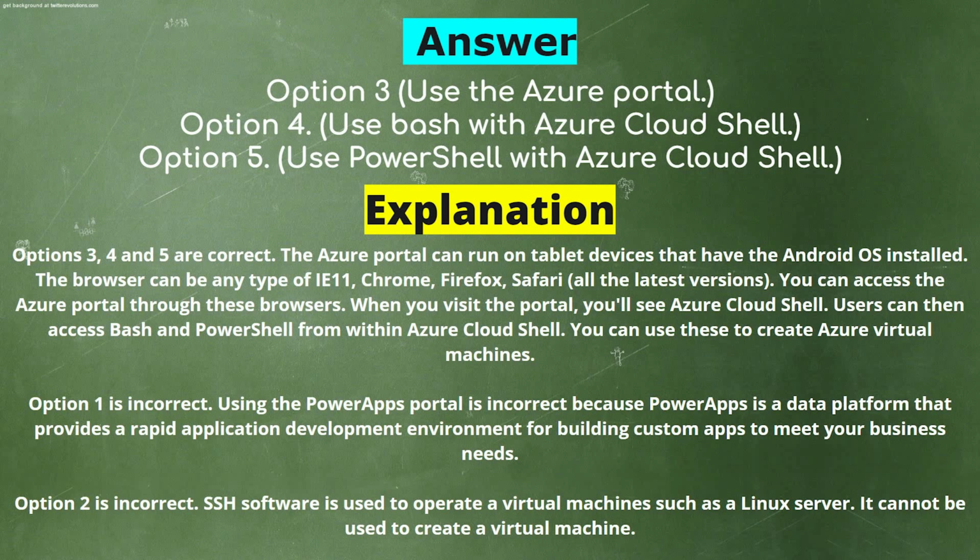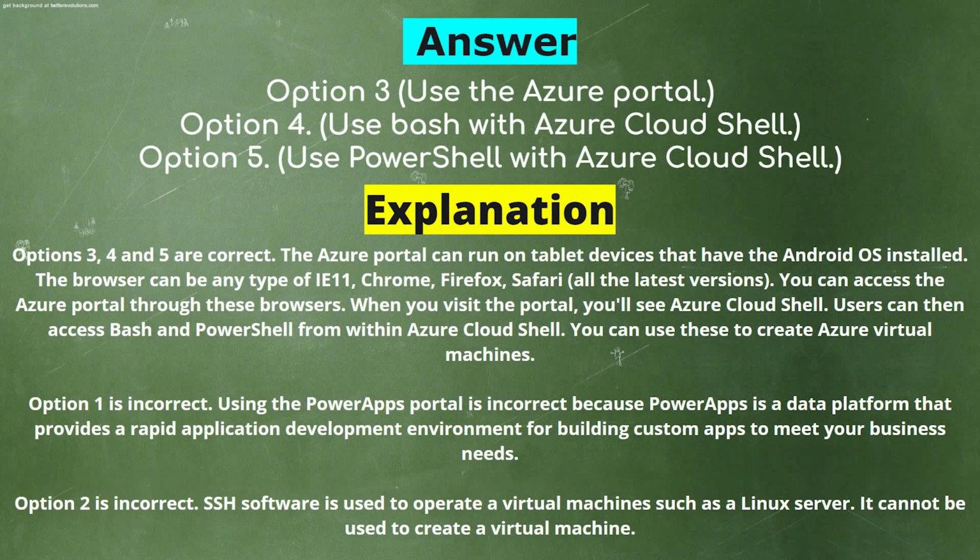The Azure portal can run on tablet devices that have the Android OS installed. The browser can be any type of IE 11, Chrome, Firefox, Safari, or the latest versions. You can access the Azure portal through these browsers. When you visit the portal, you will see Azure Cloud Shell. Users can then access Bash and PowerShell from within Azure Cloud Shell. You can use this to create Azure virtual machines.